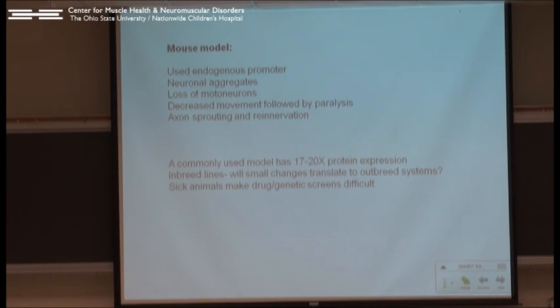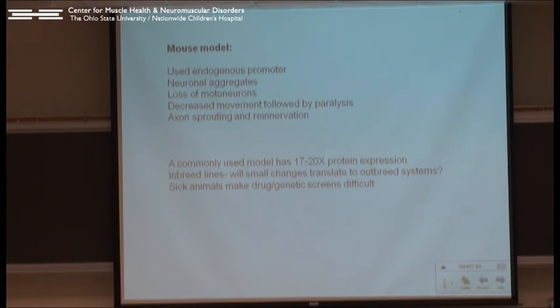We looked at the mouse model today. We really liked the way it was doing it because then you're driving expression in the right cell types. I think that's hugely important, because mostly we don't understand the disease. They did see neuronal aggregates in some of their models, loss of motor neurons, decreased movement followed by paralysis, axon sprouting and reinnervation.